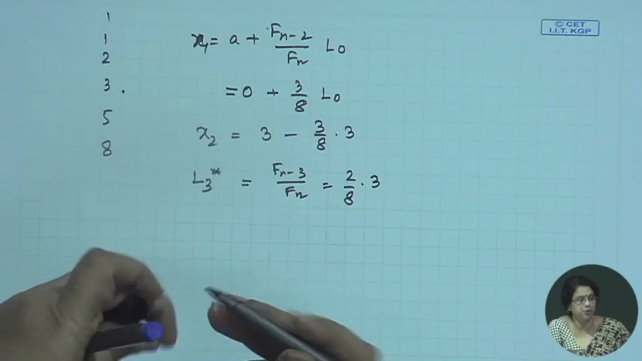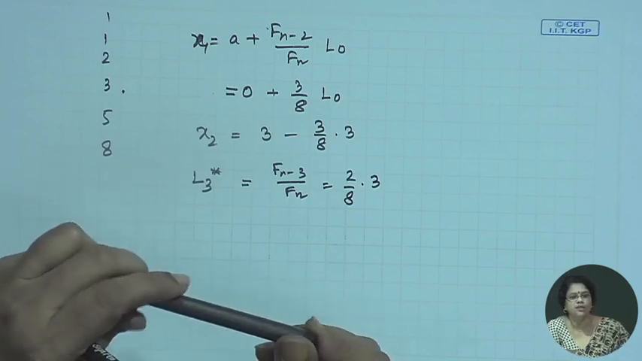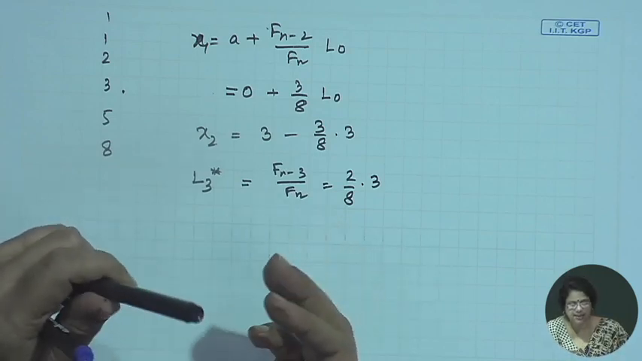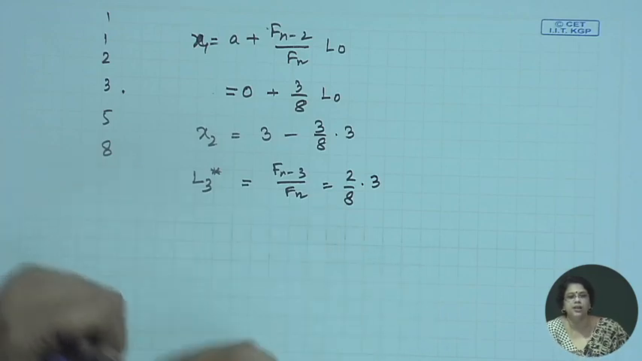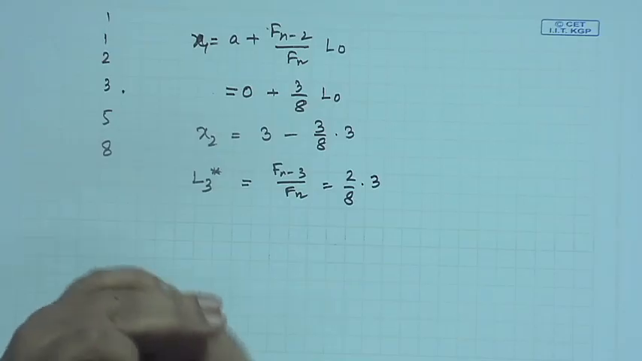Now, if I have to do more number of experiments, this is not really required for the Fibonacci method, because this is the n value, the minimum n value for getting the optimal solution. Okay. And that is all for today, and in the next class I will do the golden section method.